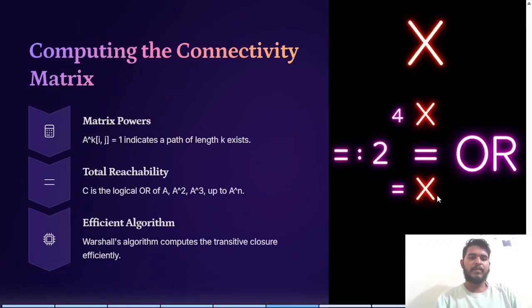Computing the connectivity matrix. A to the power k, entry ij equal to 1, indicates a path of length k exists. Total reachability, C, is a logical OR of A, A squared, A cubed, up to A to the n. Efficient algorithms: the Warshall algorithm computes the transitive closure efficiently.